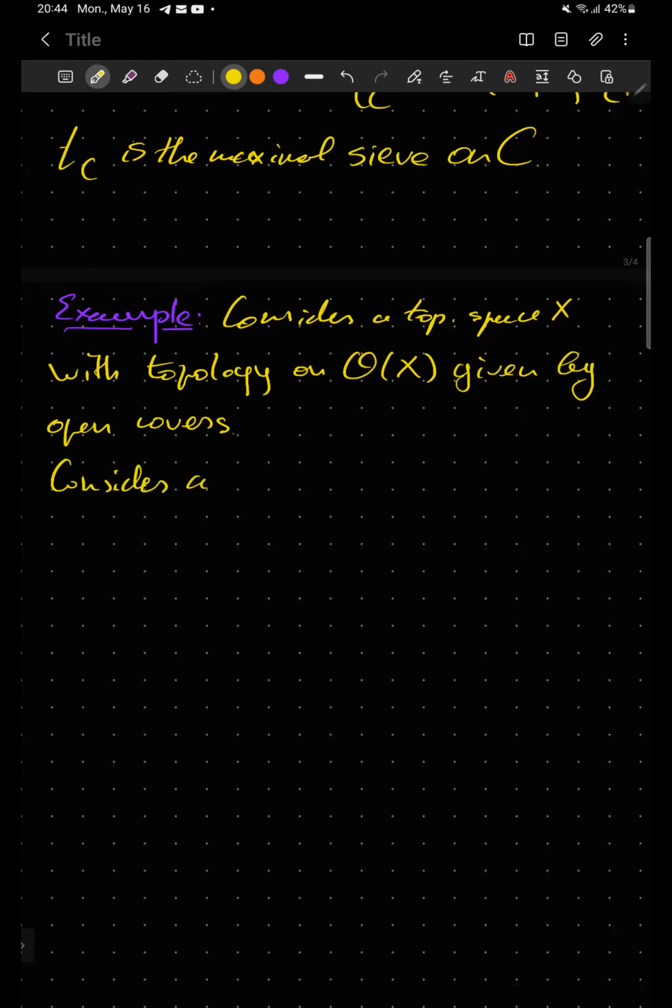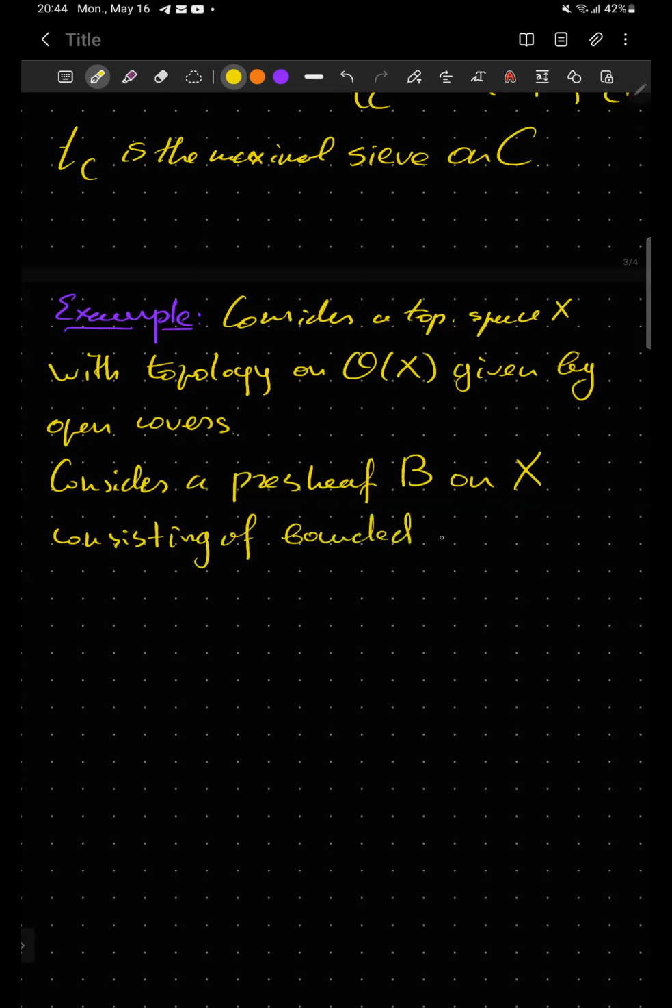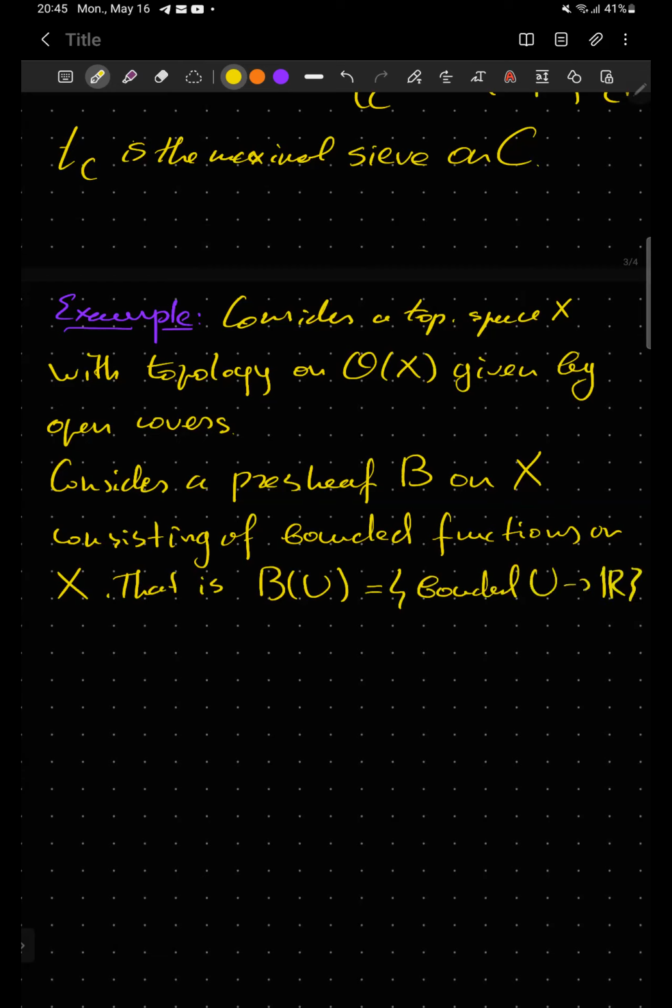Consider a pre-sheaf B on X consisting of bounded functions on X. That is, B of U consists of bounded maps from U to R for any open subset U. Clearly, this pre-sheaf may not be a sheaf because we can consider a cover where over each individual element of a cover the function is bounded, but it is not bounded over the whole topological space.